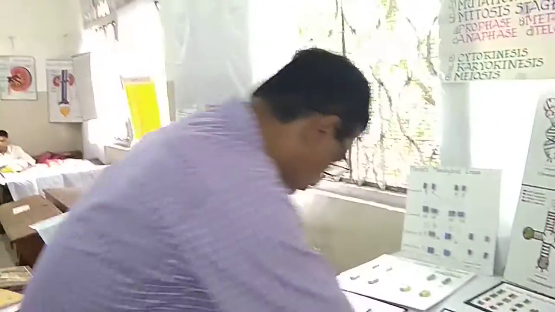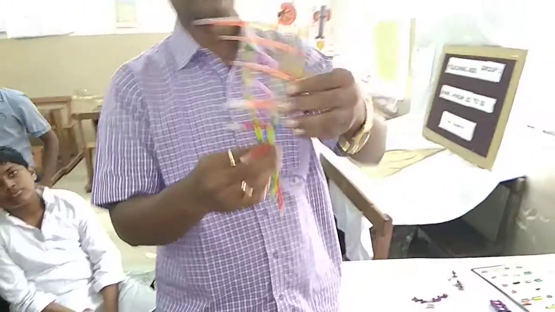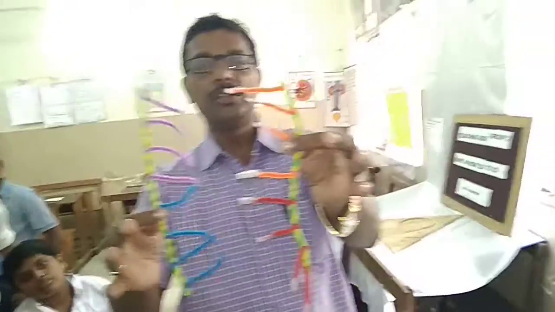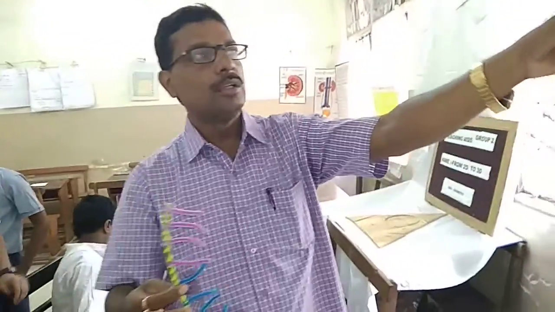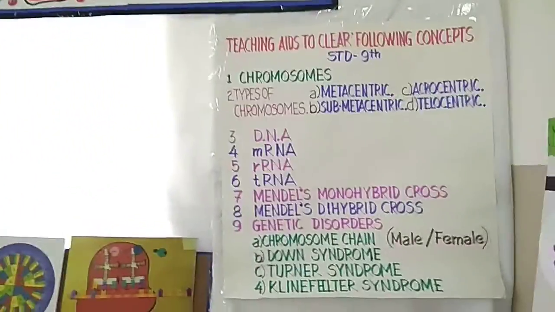Now how does the DNA work? DNA is a double helix coil, made up of two different strands, strand 1 and strand 2. So the concept of mRNA, rRNA and tRNA can be explained with the help of this.